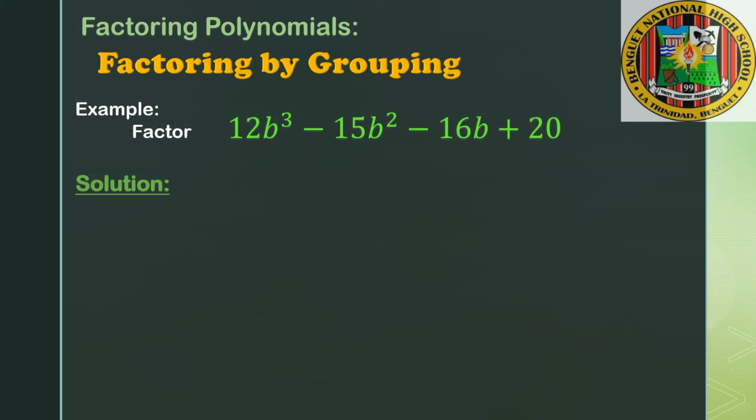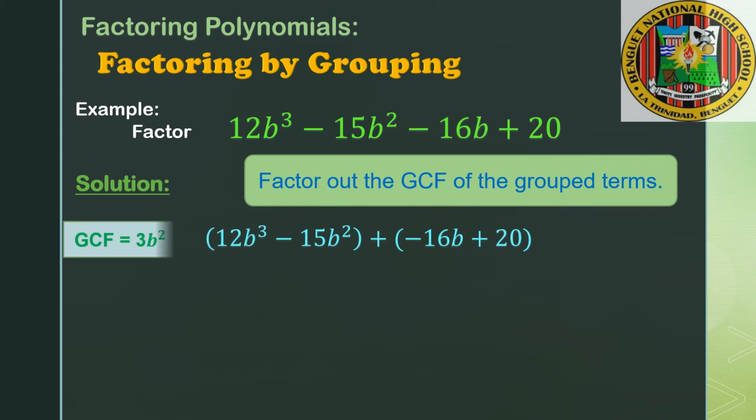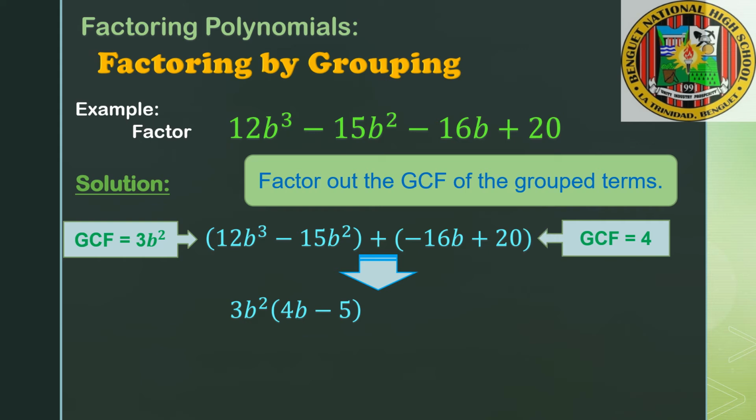After grouping the terms, we factor out the GCF of the group terms. As we said, the first group has 3b squared as its GCF. So we factor out 3b squared, which leaves 4b minus 5. In our second group, we factor out the common factor 4, which leaves negative 4b plus 5.